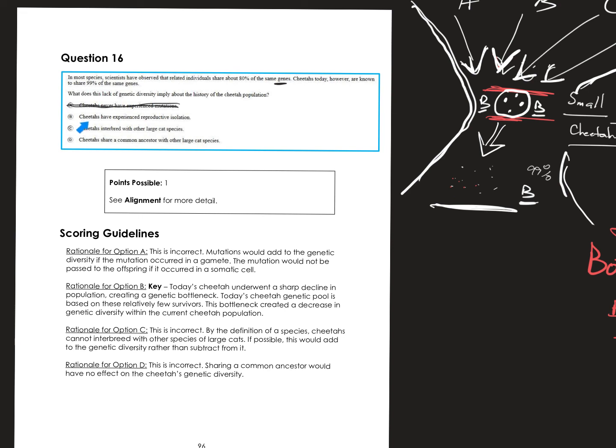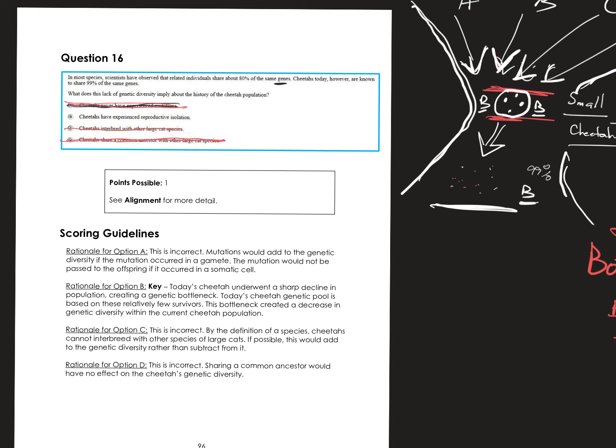And cheetahs have experienced reproductive isolation. Well, that's very true. That could be. Cheetahs interbred with other large cat species? No, because then they would have more diversity, not less. Right? So that's not right. Cheetahs share a common ancestor with other large cat species. True or not, that does not help explain why they have such a small diversity, such a high similarity.